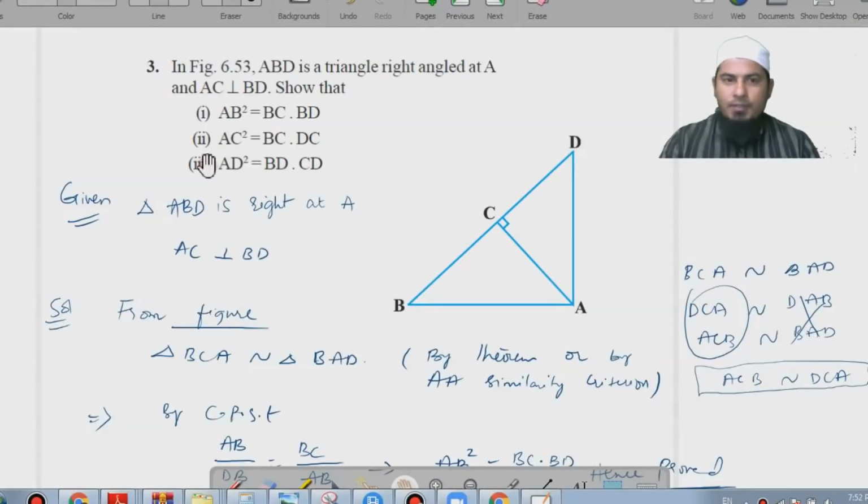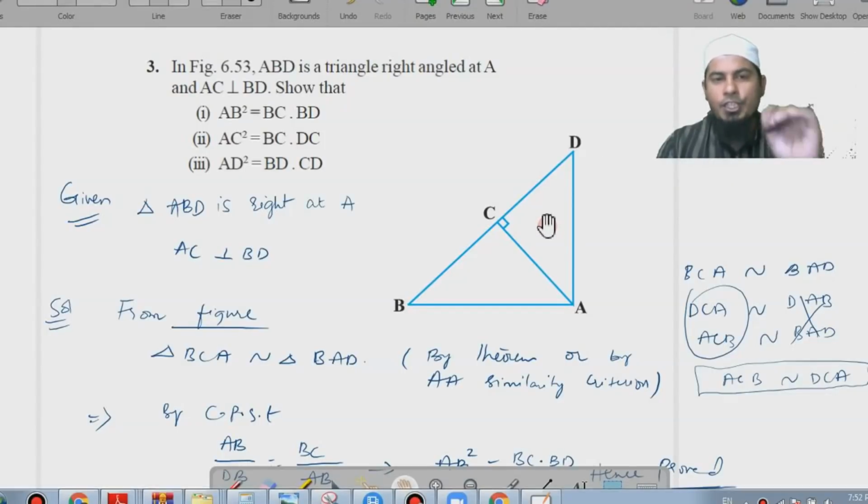Coming to the next question, second one, AC square is equal to BC times DC. This can be proved with the help of Pythagoras theorem, applying in both the triangles, which we have done in a similar type of question just below the second question. But here we want another proof, that is applying the theorem: if a perpendicular is drawn to the hypotenuse from the vertex where the right angle is, it divides the triangle into two triangles which are similar to each other. So we are using the theorem and directly writing the proof of this.